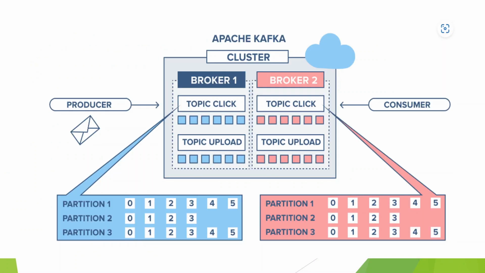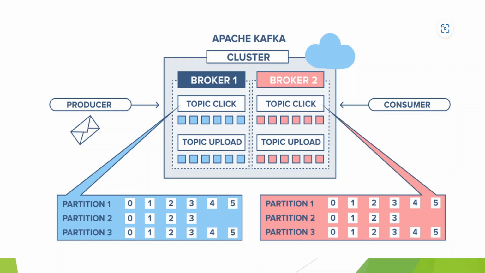This is a very basic diagram of how Apache Kafka works internally. Here we have a producer. Then we have an Apache Kafka cluster. A cluster will have more than one broker. A broker is an Apache Kafka instance. So a cluster will have more than one Apache Kafka instance, and we call each one a broker. In this diagram, we have two brokers, broker 1 and broker 2.